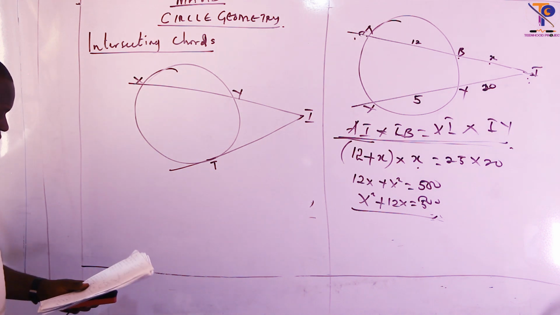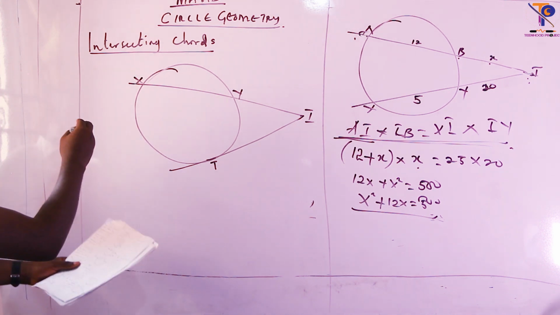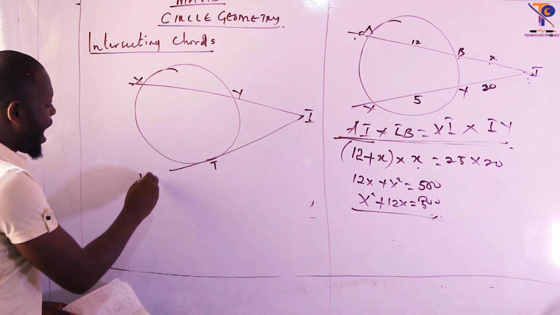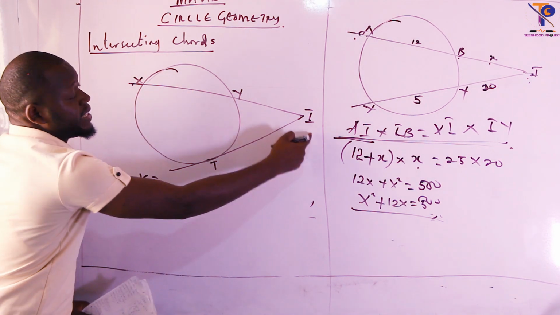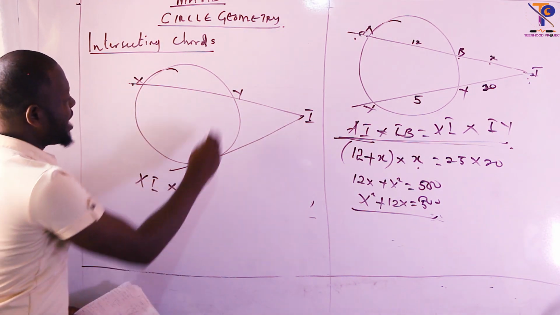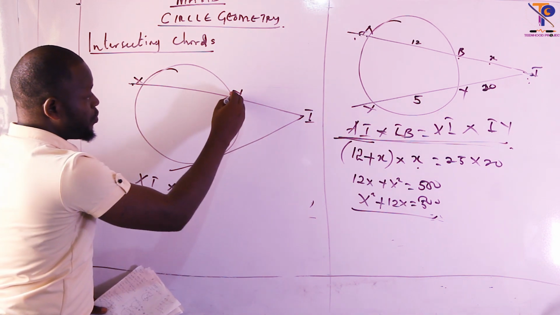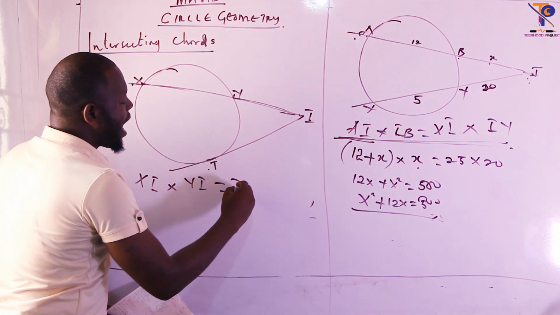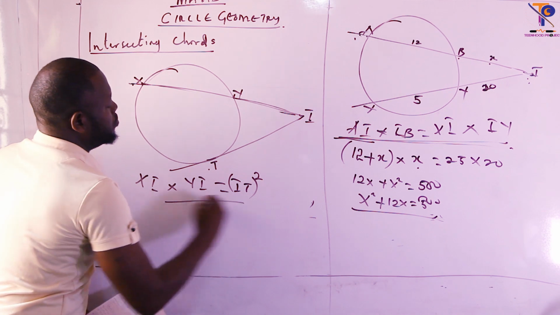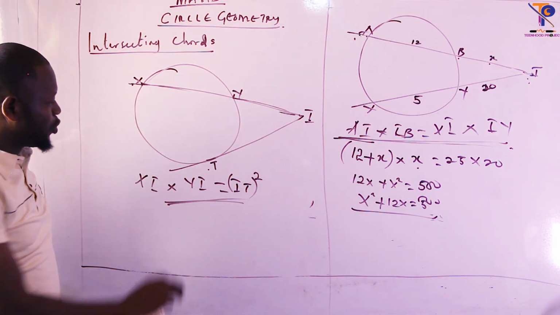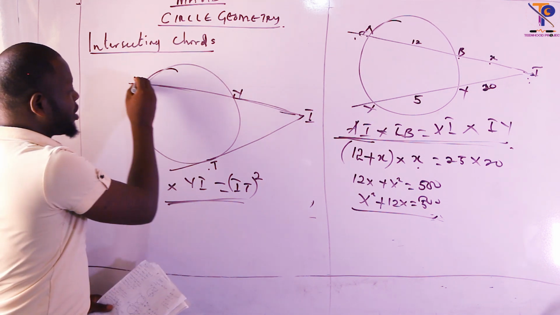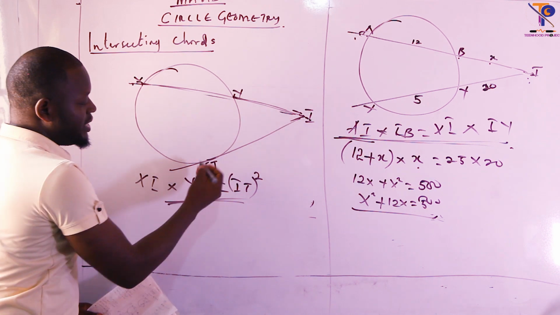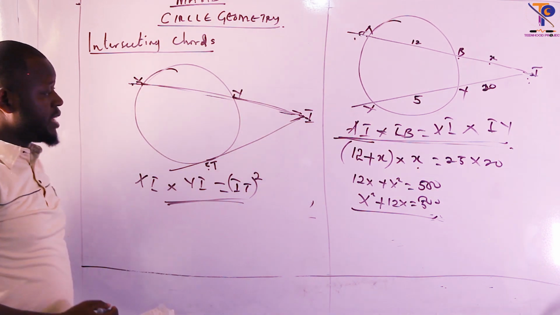If I have this situation, then from what I have here, IX, this line, multiplied by IY, this line from here to here, will be equal to IT raised to power 2. Interesting. So please note this: the multiplication of this and this will be equal to the perfect square of this tangent. That is how that goes.